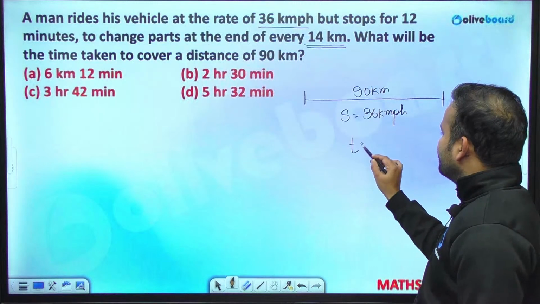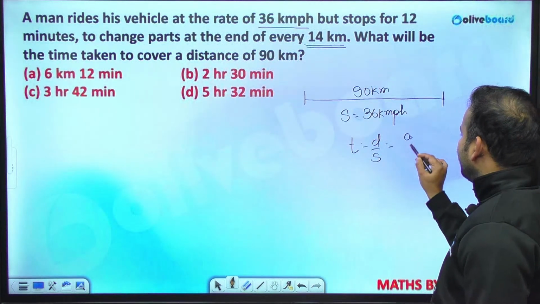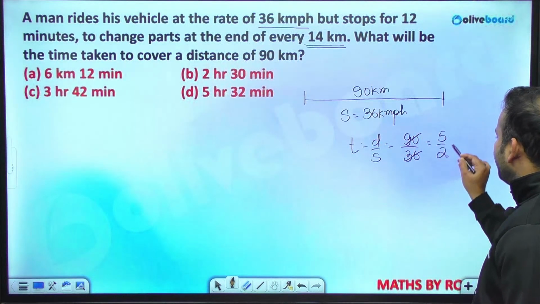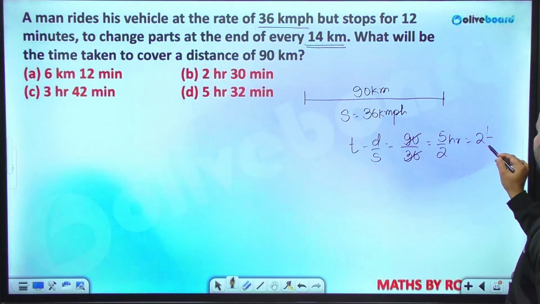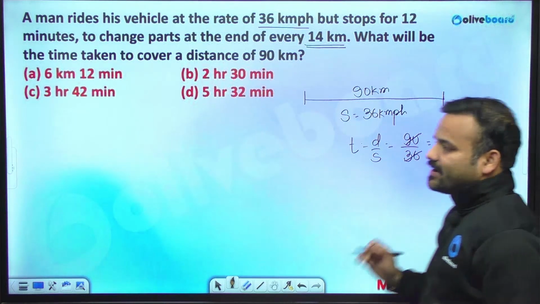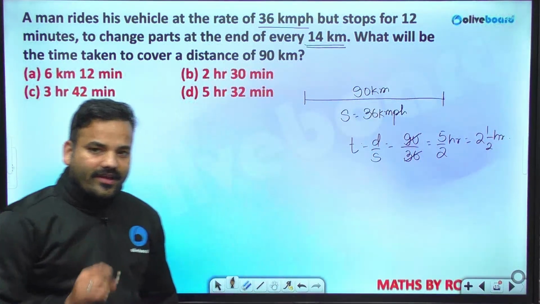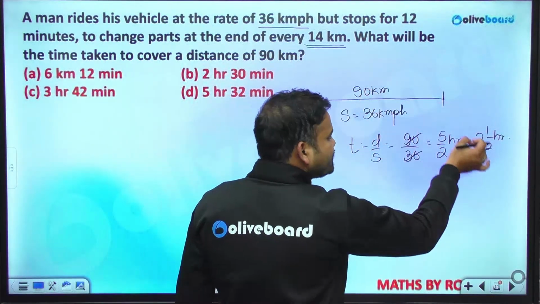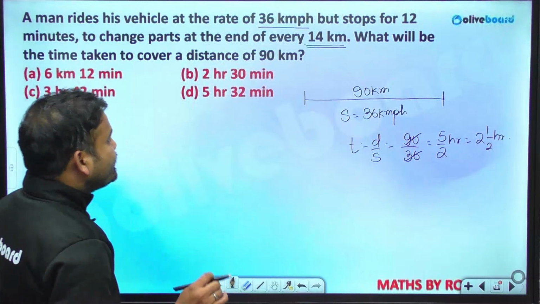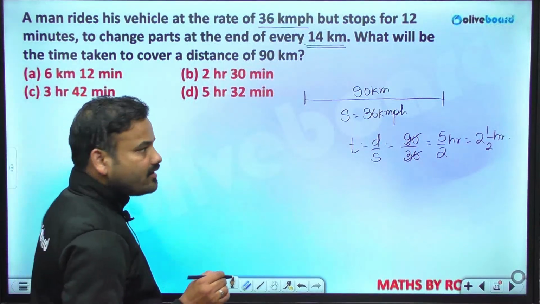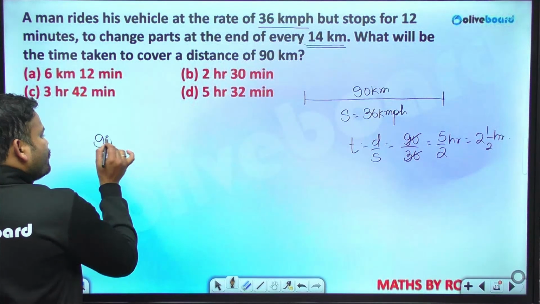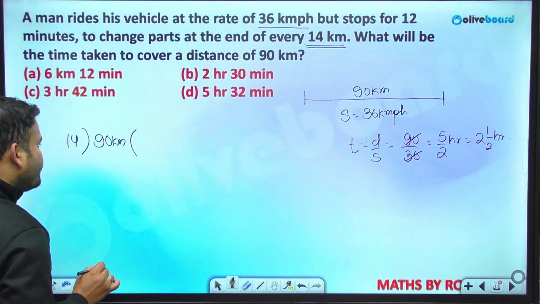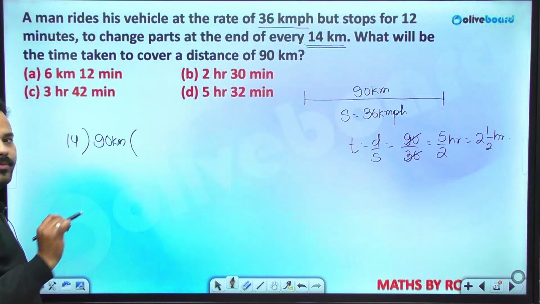That means time will be distance upon speed, that is 90 upon 36. 18 times 5 by 2, 5 by 2 hours, that is 2.5 hours. So 2.5 hours is the driving time. If he is not stopping on his way at an average speed of 36 km per hour, he will cover a journey of 90 km in just 2.5 hours. But over here, he is stopping after every 14 km, each and every time.